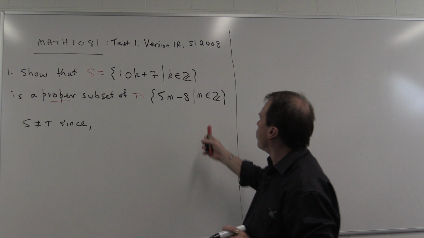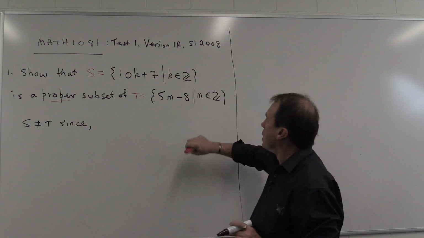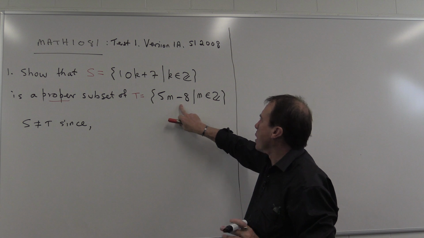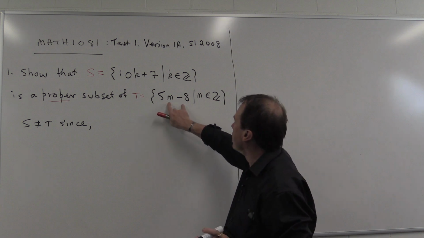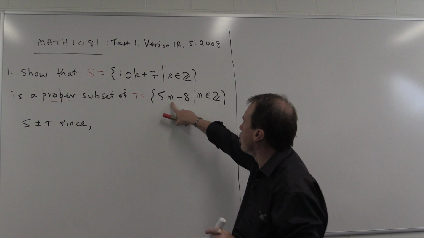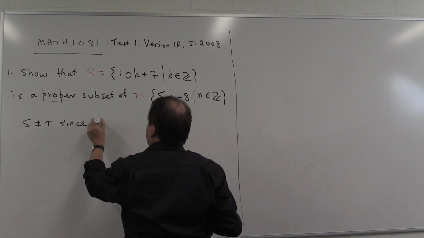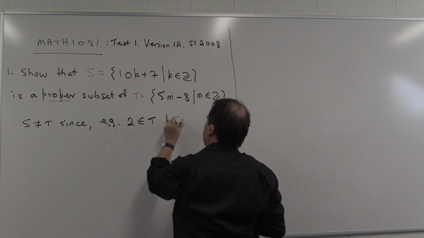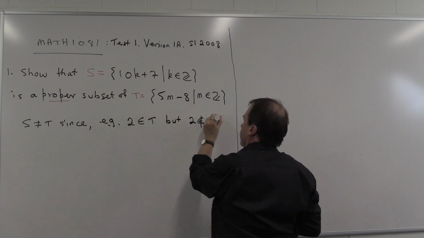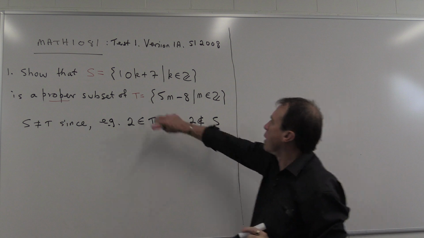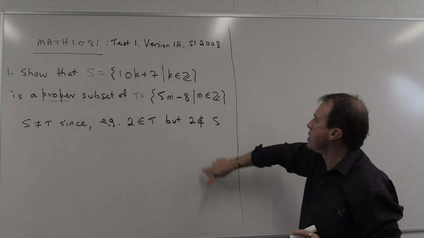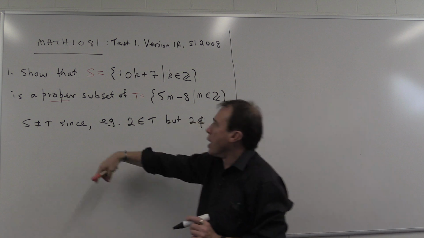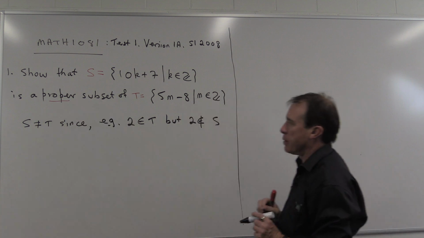Well, start putting in some numbers for M. I could put in 1 and I get -3, and that would be okay, but probably safer to put, say, M equals 2 in, and so I'd get 2 there. So for example, 2 belongs to T, but 2 does not belong to S, because you can't take a multiple of 10, add 7 and get the number 2. So the 2 sets are not equal, and when I finish proving it's a subset, that will show it's a proper subset.